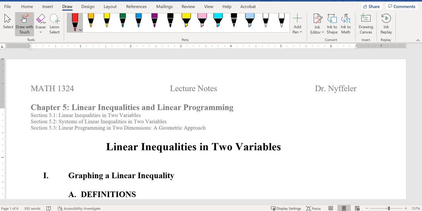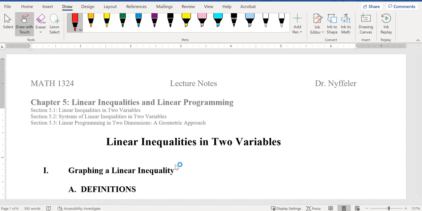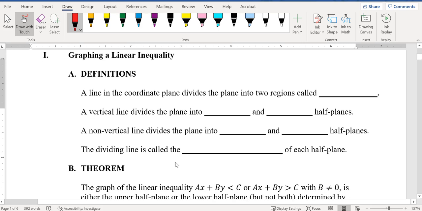Hello and welcome back to Math 1324. We are starting Chapter 5, Linear Inequalities and Linear Programming. In this first section should be a review on how to graph linear inequalities in two variables. Okay, let's start with Section 1, Graphing a Linear Inequality.